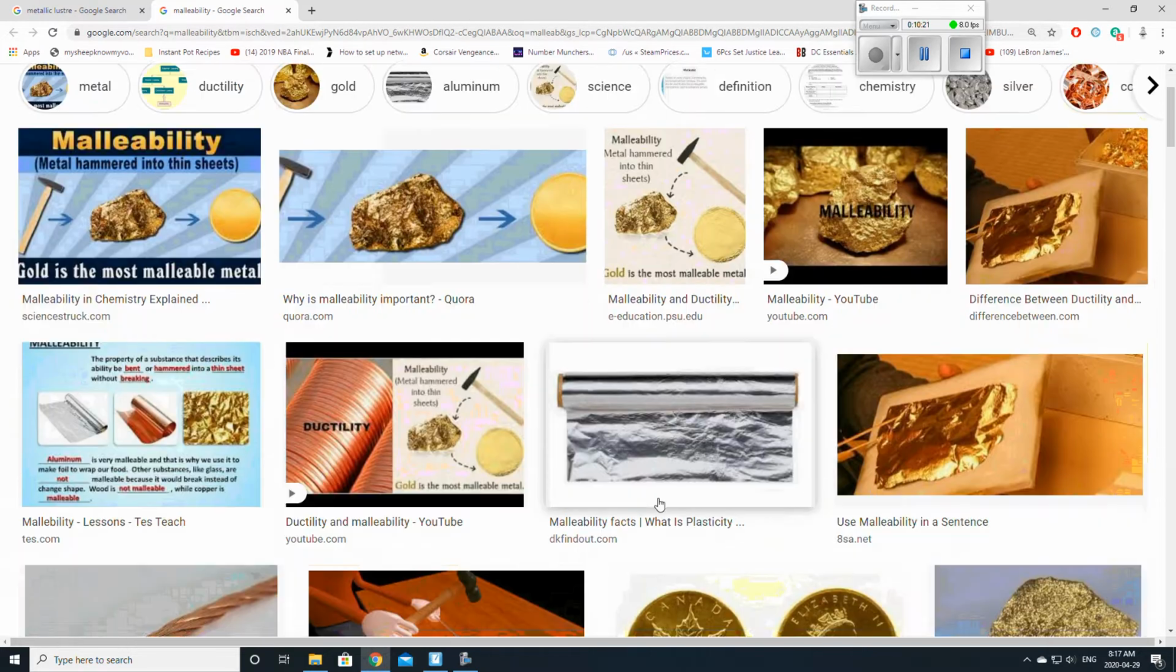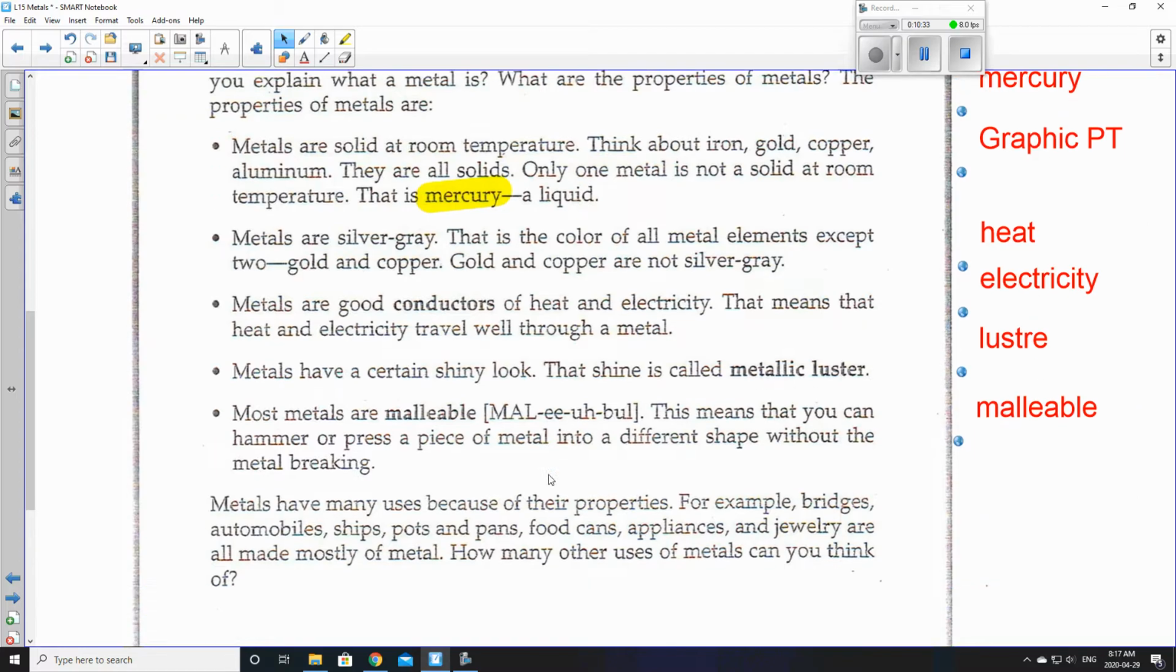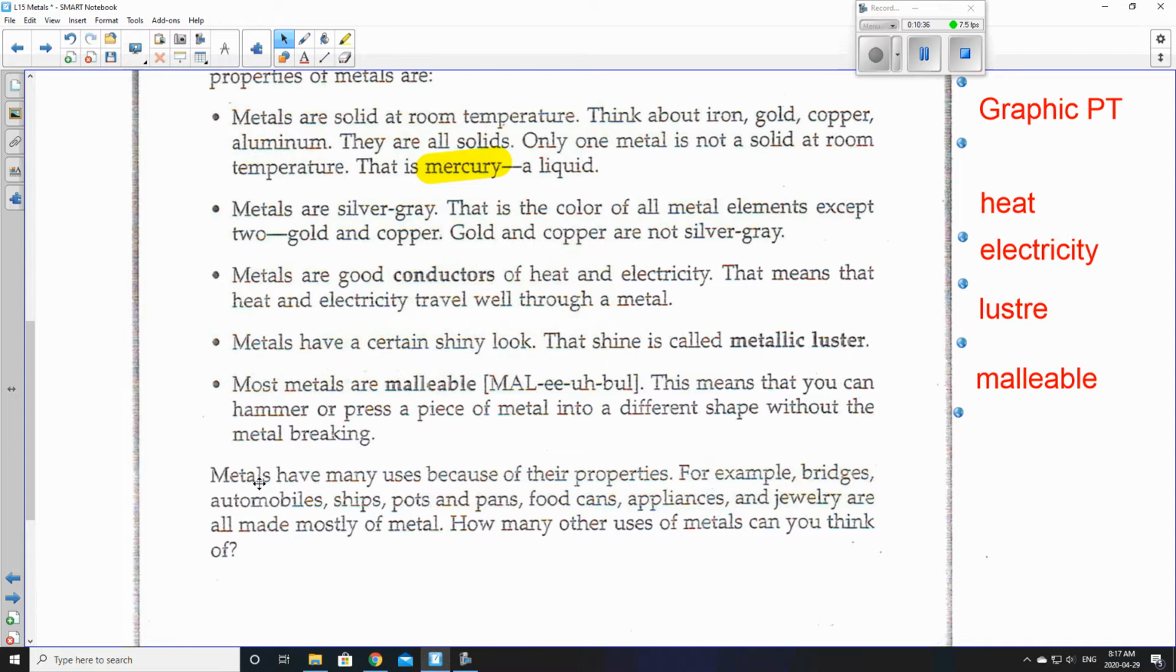It's pretty amazing, just the idea that you can hammer and press these things into wires. This is actually called ductility, but anyways, the idea is that you can press them into different shapes. And so the idea here is that metals have many uses because of their properties. For example, bridges, automobiles, ships, pots and pans, food cans, appliances, and jewelry are all mostly made of metal. How many other uses of metal can you think of?